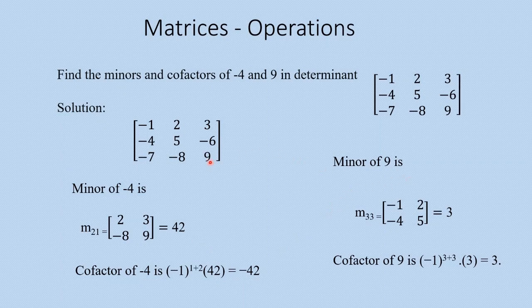Minor of 9. 9 is here, that is third row, third column. Deleting it, we get this determinant, M33, which is equal to the product of A11 and A22 minus product of A12 and A21, which is minus 1 times 5 minus 2 times minus 4, which is 3. Cofactor of 9 is minus 1 to the power 3 plus 3 multiplied by 3, which is equal to 3.